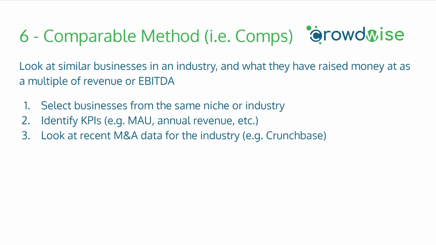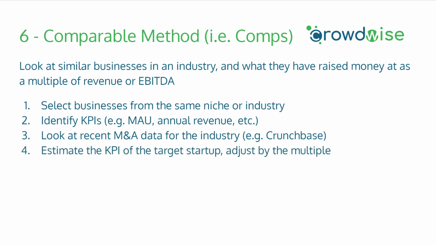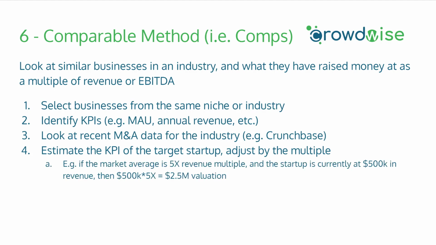You also want to get the KPI for those businesses. So for example, if Twitter raised $10 million, figure out how many monthly active users Twitter had at the time of raising that amount of money, and then you can use this to help approximate your own company. Next, you estimate what that KPI is for the target startup in question, and you adjust by the multiple. For example, if the market average is, say, a 5x revenue multiple on a certain type of startup, and the startup you're looking at is currently at $500K in annual revenue, then you would take $500K times 5, and that would give you a $2.5 million valuation for your current startup.